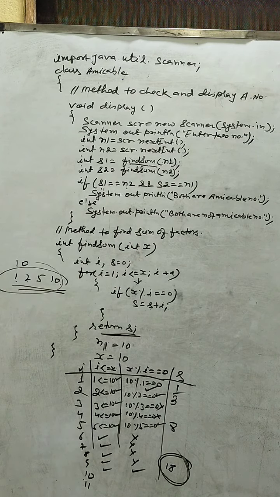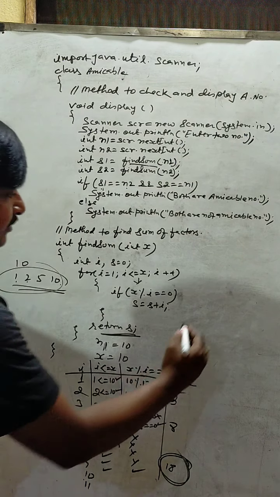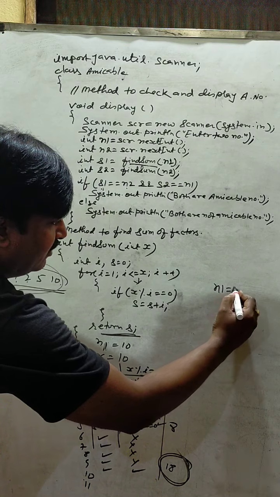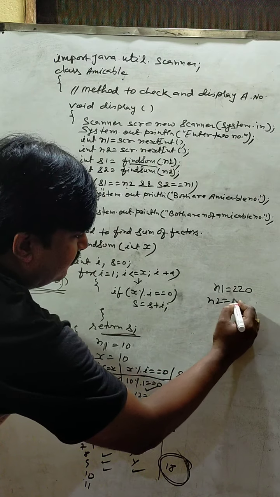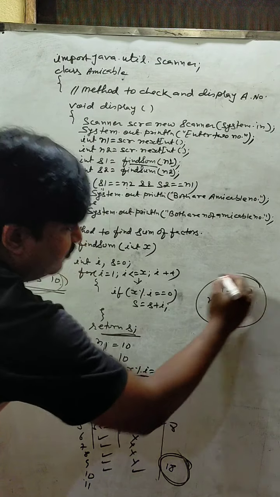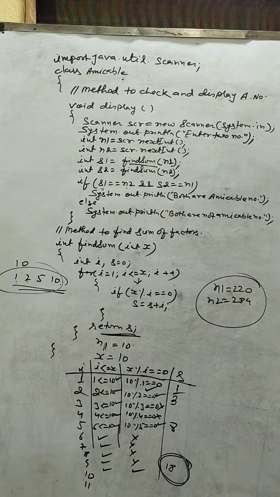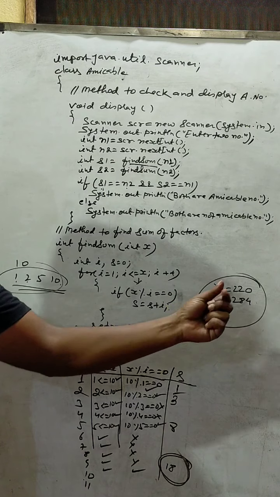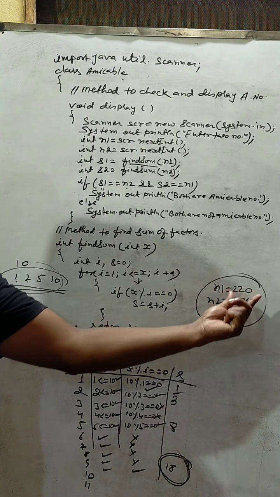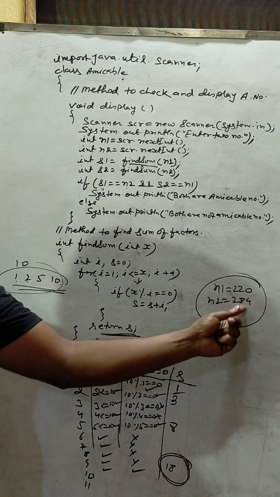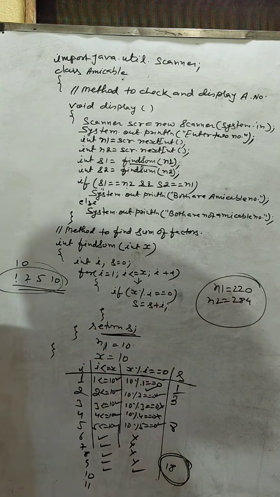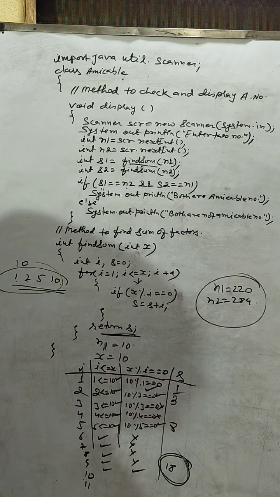Okay. You try it at home. I am giving you two numbers. Take n1 equal to 220 and n2 equal to 284. These two are an amicable pair. If you find the sum of factors of 220, it is equal to 284, and the sum of factors of 284 is equal to 220. These two are examples of amicable numbers.